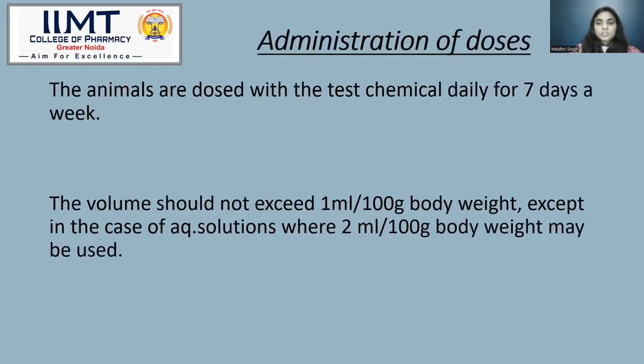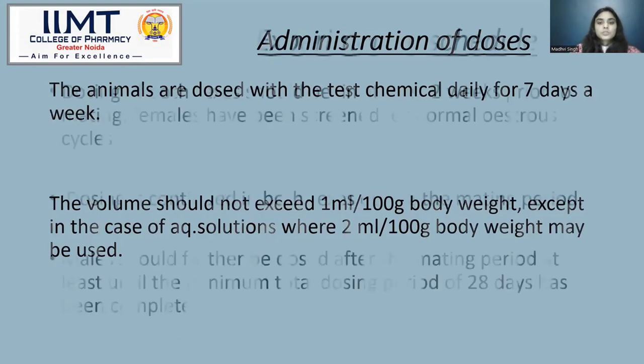Next is administration of doses. The animals are dosed with the test chemicals daily, 7 days a week. The volume should not exceed 1 ml per 100 gram body weight, except in the case of aqueous solution, where 2 ml per 100 gram body weight may be used.